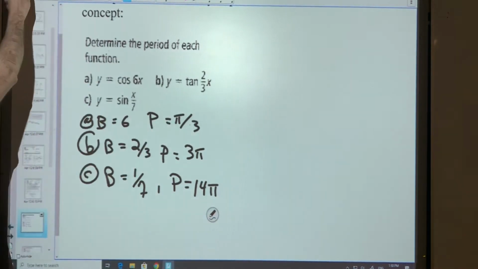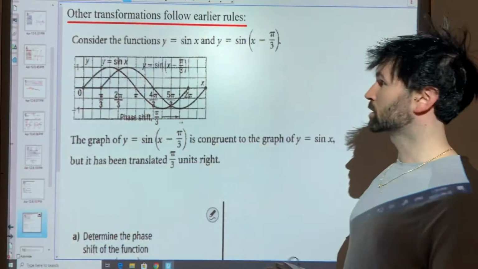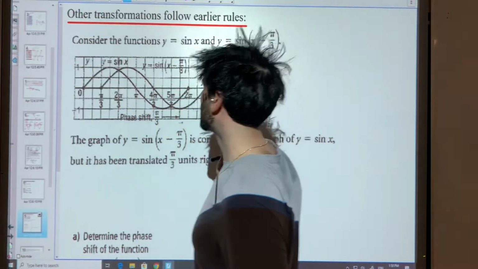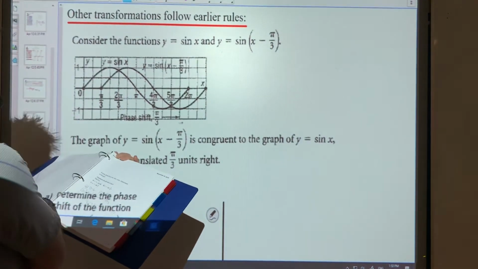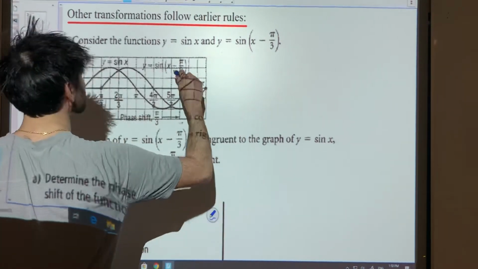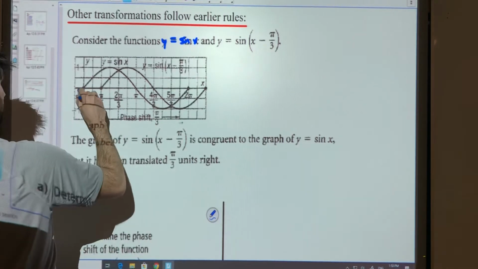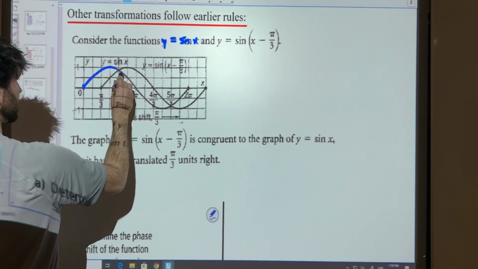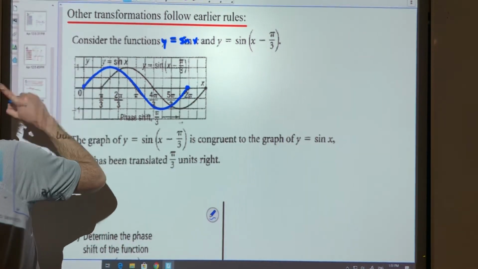There it is. Okay. Yes, other transformations follow earlier rules. So we'll do a whole other lesson on this, but I thought maybe today we would just look at one transformation at a time, okay? So right here, we got y equals sine x, and I'll do it maybe in blue. So here's sine x right here, if you want to highlight it on your page. You'll notice it's 2 pi and there's 0.